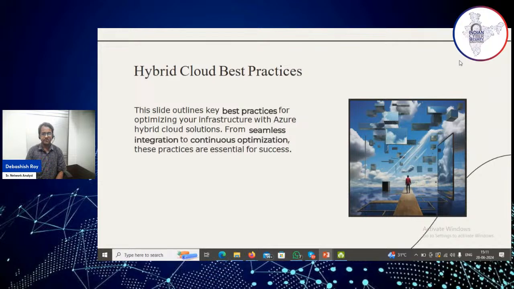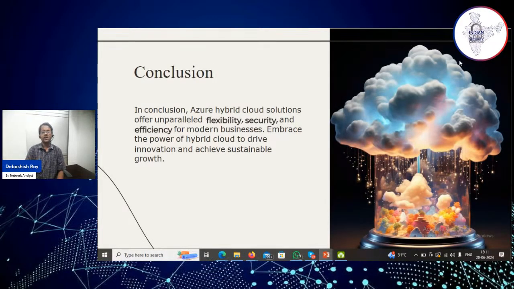Hybrid cloud best practices outlines key best practices for optimizing your infrastructure with Azure Hybrid Cloud Solution. From seamless integration to continuous optimization, these practices are crucial and essential for the success of your business. We can conclude that Azure Hybrid Cloud Solution offers unparalleled flexibility, security, and efficiency, and it embraces the power of hybrid cloud to drive innovation and achieve sustainable growth. So the power of the cloud lies with the hybrid one, not the one cloud, but you have to seamlessly integrate with other cloud solutions as well. So that is about the Azure hybrid cloud approach.